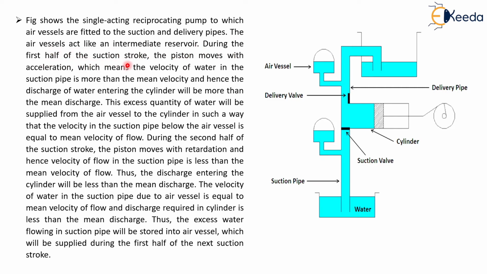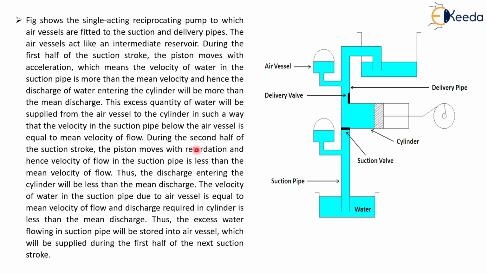During the first half of the suction, the piston moves with acceleration, which means the velocity of water in the suction pipe is more than the mean velocity, and hence the discharge of water entering into the cylinder will be more than the mean discharge. This excess quantity of water will be supplied from the air vessel to the cylinder in such a way that the velocity in the suction pipe below the air vessel is equal to the mean velocity of flow.